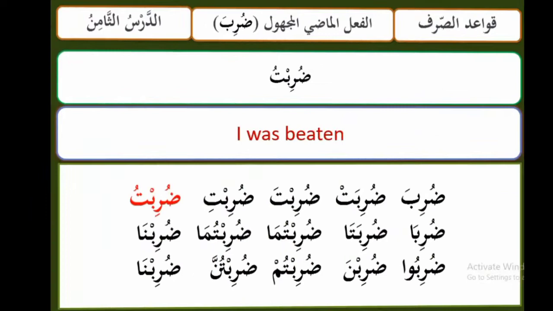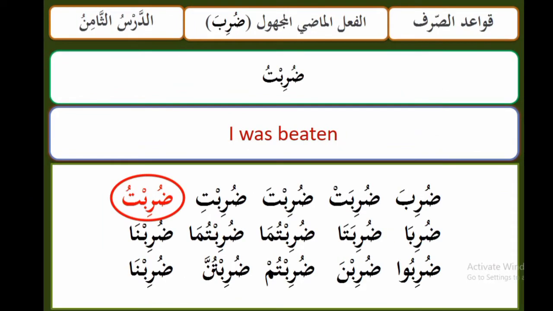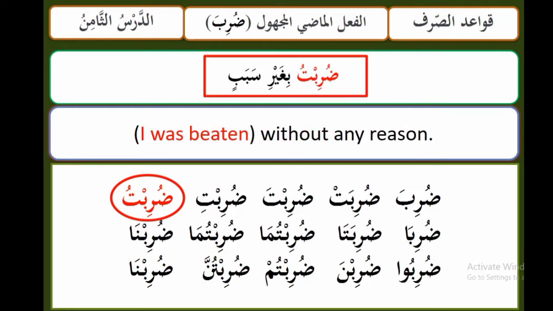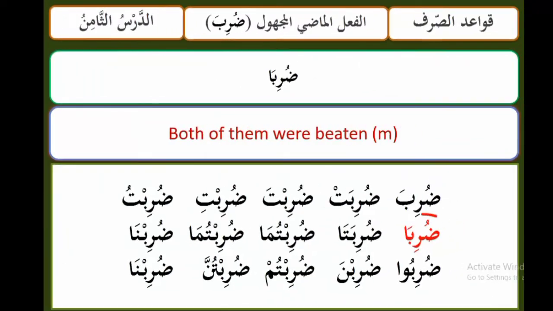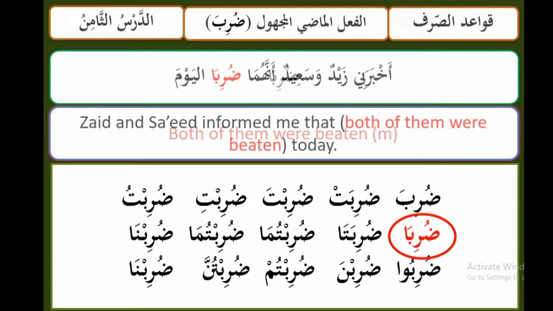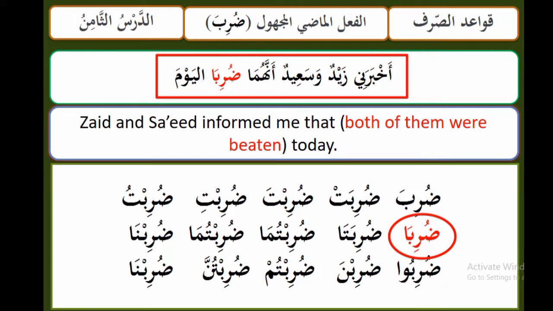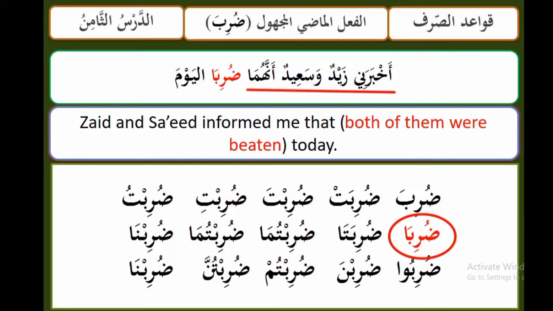The next is ضربت. This means I was beaten. Example: ضربت بغير سبب. This means I was beaten without any reason. The next is ضربا, and this means both of them were beaten for masculine gender. Example: أخبرني زيد وسعيد أنهما ضربا اليوم. This means Zaid and Sa'id informed me that both of them were beaten today.